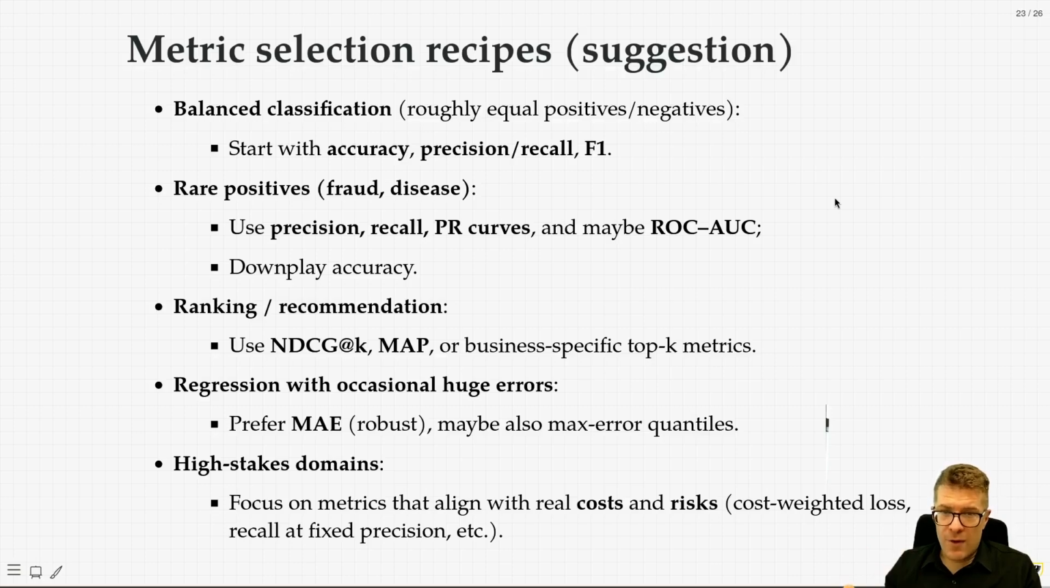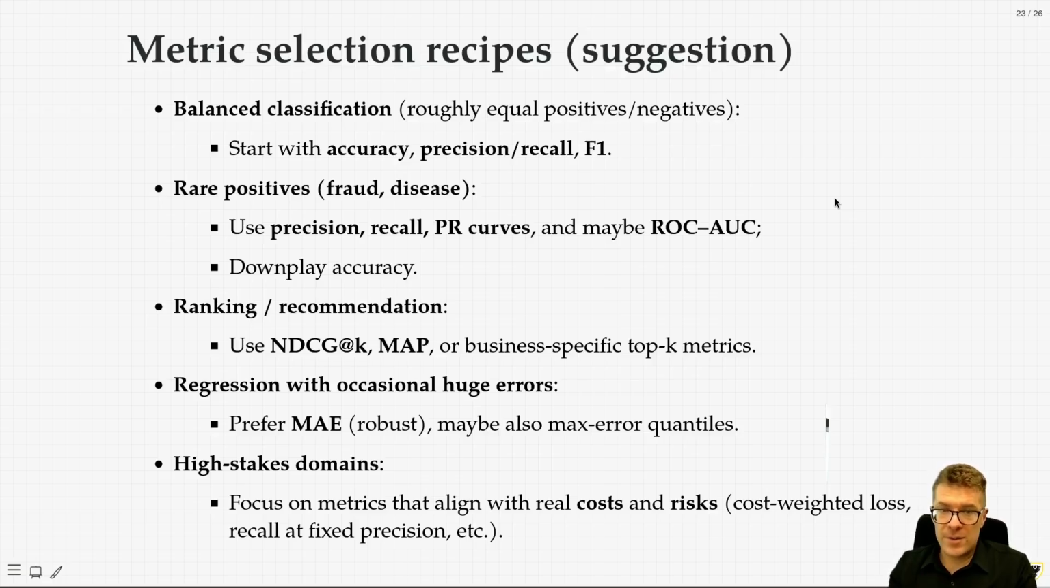If you're using ranking or recommendation systems, there's a whole other slew of metrics you might use. Like we talked about NDCG, for example. There are different measures, like levels of precision at different levels of recall. There are business-specific top-K metrics. Different tasks will have different bespoke metrics that go along with them.